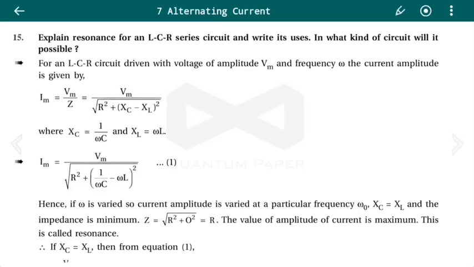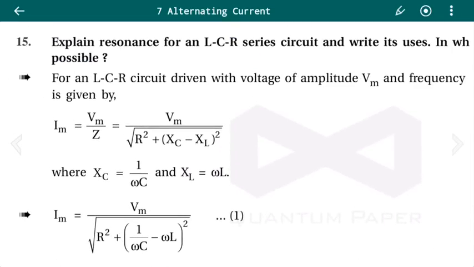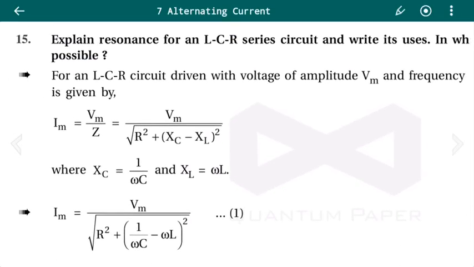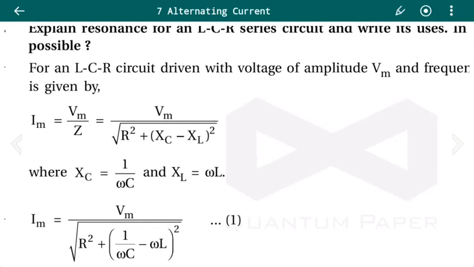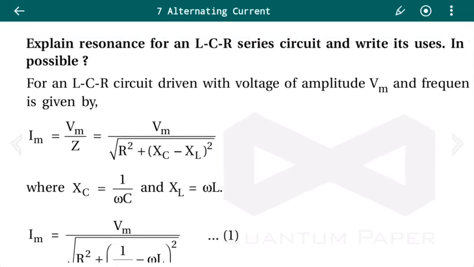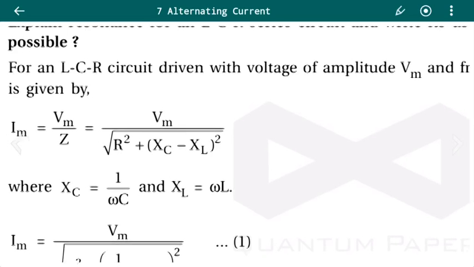So for an LCR series circuit driven with voltage of amplitude Vm and frequency omega, the current amplitude is given by Im equals Vm by Z. Because in this LCR series circuit, we are having resistance as well as the reactances. So by applying Ohm's law, we get I equals V upon Z, where Z is the impedance. And Z is equal to under root of R square plus Xc minus XL whole square.